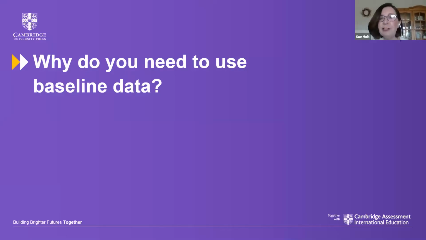So why do you need to use that baseline data? Well, I think there are three key bits of data every teacher needs. They need baseline data, attainment data, and progress data. If they've got those three bits of data, then they can really accelerate progress for every child.